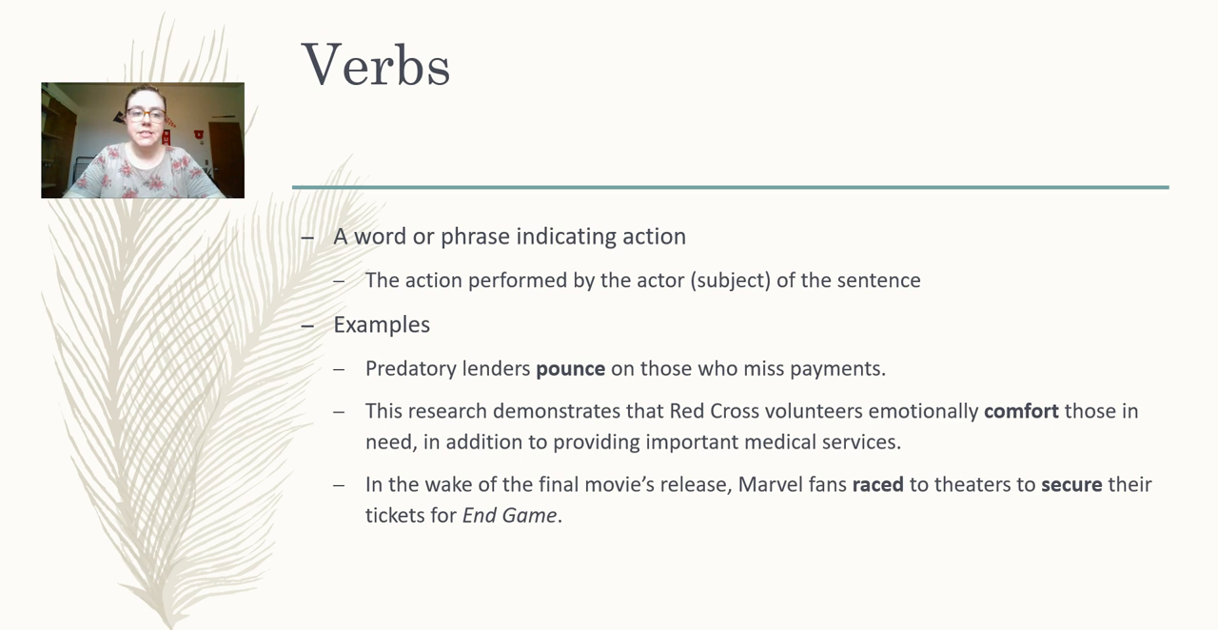Let's now round out our discussion by looking at verbs. So verbs are what you do. A more technical way, though, of saying it would be a verb is a word or phrase indicating action. When we think about what verbs do in a sentence, they are essentially the action that is performed by the actor or the subject of the sentence. Let's look at a few examples to really assess how important verbs can be when creating meaning regarding certain concepts that we're discussing. So, predatory lenders pounce on those who miss payments.